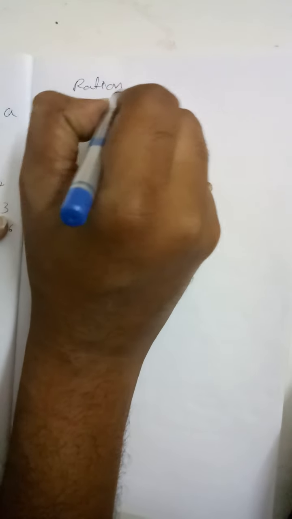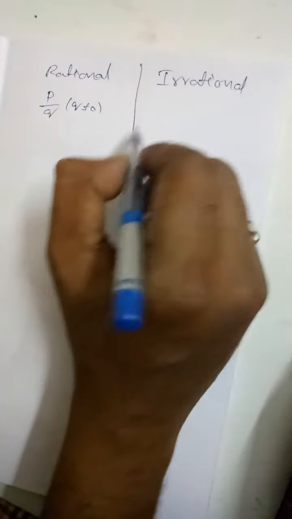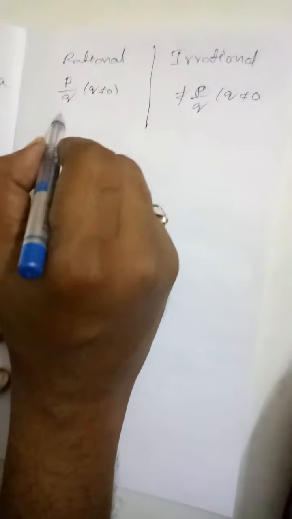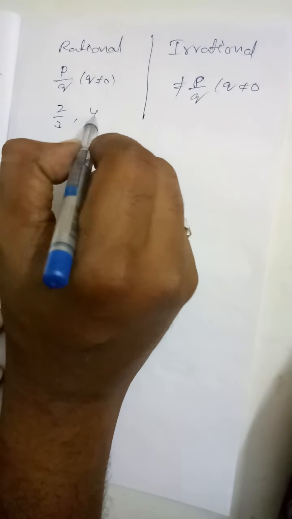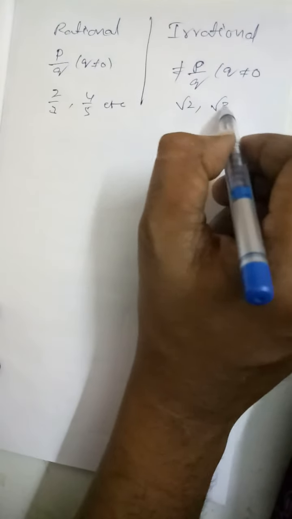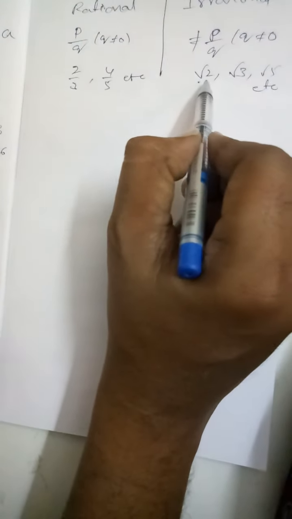I already explained rational and irrational numbers in the last session. What is a rational number? A number which can be written as p by q. An irrational number is one which we cannot write as p by q. Examples of rational numbers are 2 by 3, 4 by 5, etc. Examples of irrational numbers are root 2, root 3, root 5, etc. Now, how to prove that root 2, root 3, root 5 are irrational?